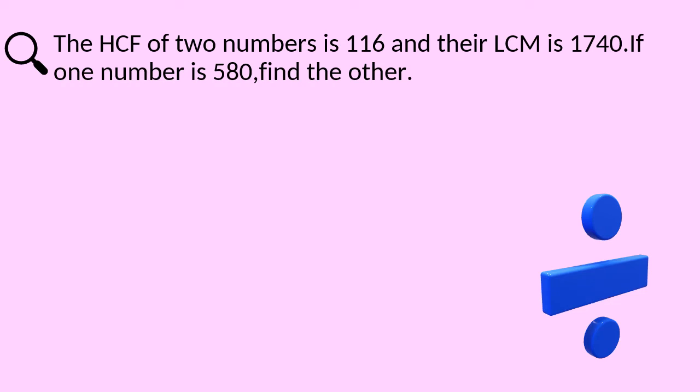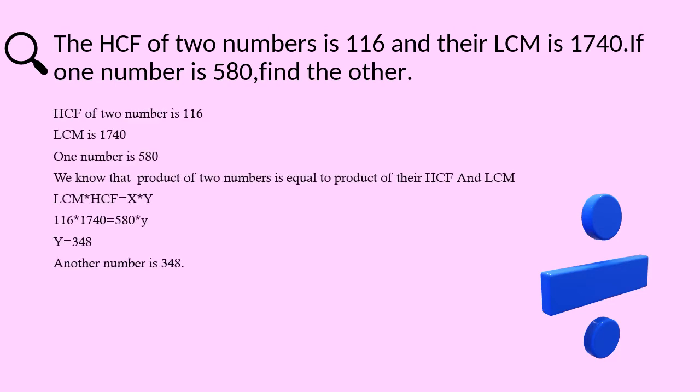Here HCF is 116 and LCM is 1740 and one number is 580, find the other. Before starting this question, I want all of you to know that the product of HCF and LCM is equal to the product of the numbers. Here I have taken those numbers as x and y. So LCM into HCF is equal to x into y. 116 into 1740 is equal to 580 into y. y is clearly 348. So the other number is 348. So let's move further now.